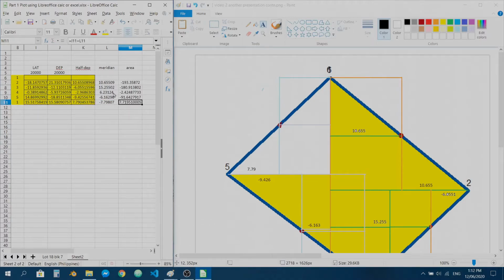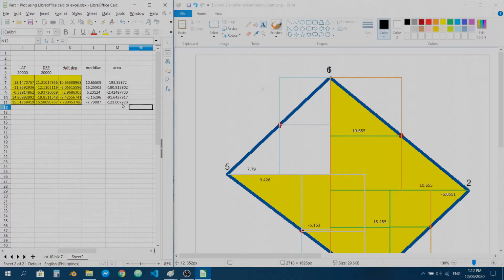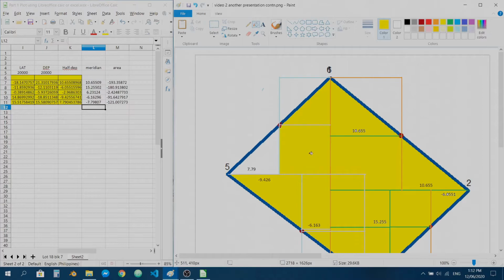Okay. Oops, there's something wrong here. This should be negative. Okay, negative. Probably. Okay, let's highlight that. Oh, sorry. Okay, again, for the last time.